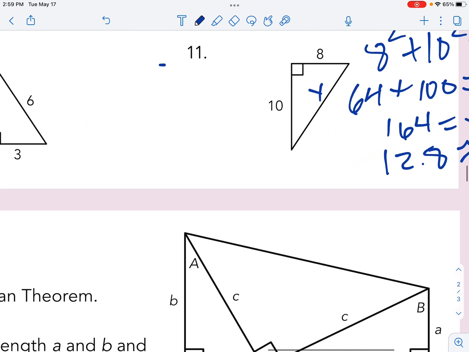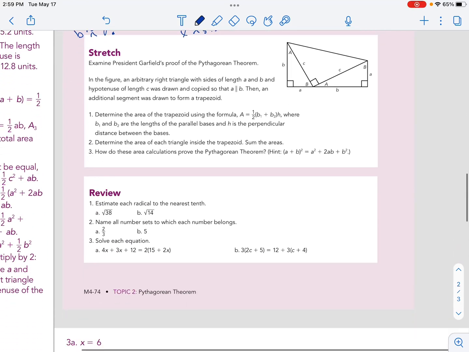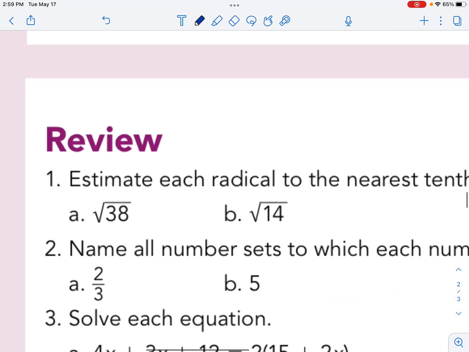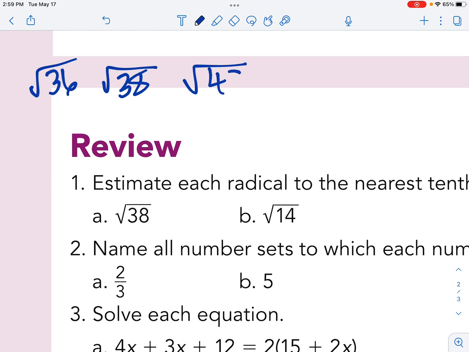We're skipping the stretch, even though I really like the stretch. It's like my favorite thing ever. So we're going to estimate the radical. So the square root of 38 is between the square root of 36 and the square root of 49. So that means it's going to be 6 point something. It's only 2 away here, and it's closer to 9 away here. So that's going to be about 6.1 or 6.2.